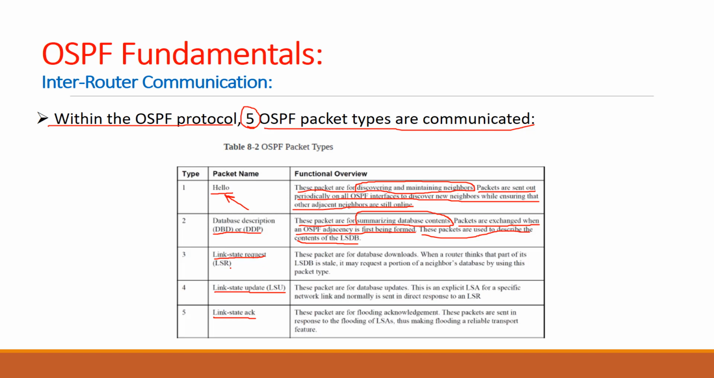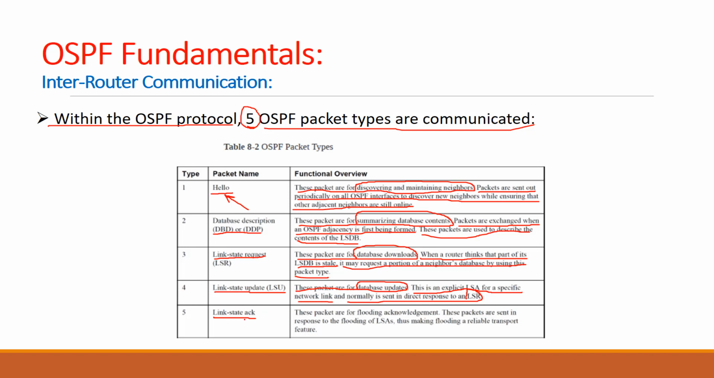What about the link state request? These packets are for database downloads. When a router thinks that part of its link state database is stale, it may request a portion of a neighbor's database by using this packet type. What about the link state update, the fourth packet type? These packets are for database updates. This is an explicit link state advertisement for a specific network link and normally is sent in direct response to a link state request.